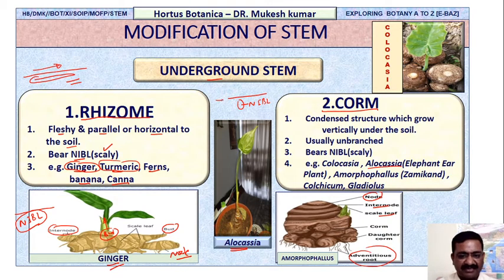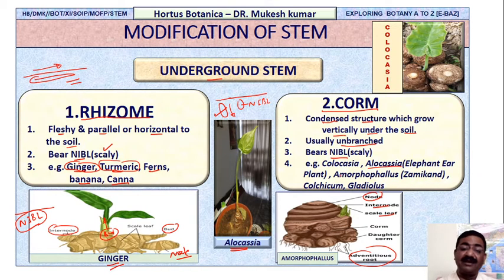Now you will find the growth inside, and that grows more vertically. Vertical growth is more, not horizontal, unlike rhizome. So this is the differentiating character between rhizome and corm. The first important point: it is a condensed structure which grows vertically under soil, as I drew in this diagram. Now it is usually unbranched, but rhizome usually branches, right? Exceptionally root stalk is unbranched, but in general rhizome is branched. Here corm is usually unbranched.